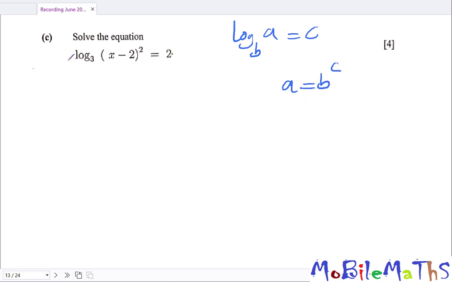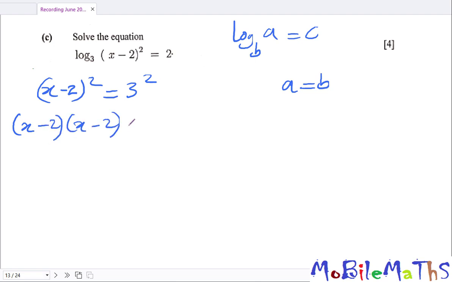So I'll do the same. I've got log base 3, so I'm going to say 3 to the power of 3. Simplifying this becomes (x minus 2) squared is equal to 3 squared, like that. Okay, so simplifying here, I've got (x minus 2)(x minus 2) is equal to 9. x times x, that's x squared, minus x by minus 2, that's 2x.